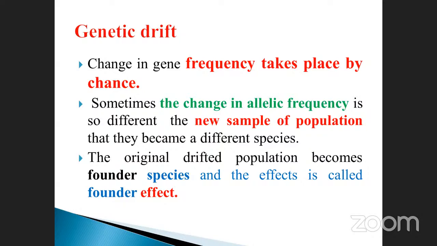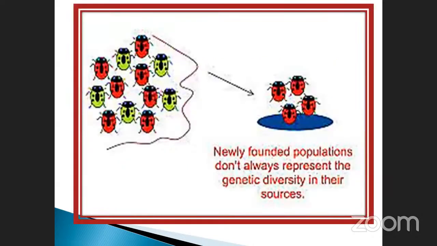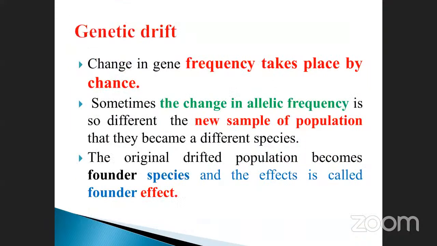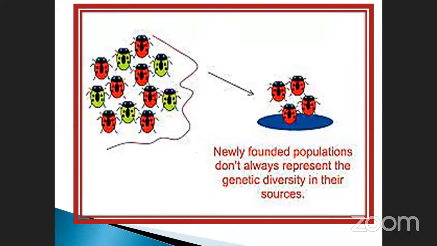So many times they ask questions. The original drifted population became a founder species, and the effect is called the founder effect. So these are all the ancestor, founder species. Here, the founder effect: the newly founded population doesn't always represent the genetic diversity of its source. So these are all considered the founder effect. This one is considered a founder species and founder effect here. You must note it down. This is also a very, very important thing.